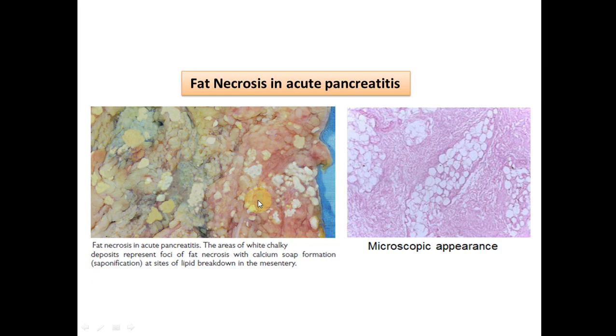calcium soaps. Under the microscope, during tissue processing, the tissue is treated with xylol, which will dissolve the fat contained in these cells, and these cells will appear as empty cells under the microscope, because the fat contained in these cells is dissolved by the xylol during the process of tissue processing.